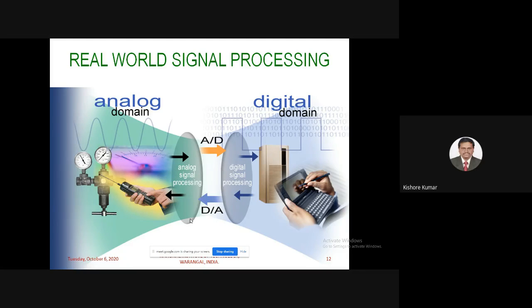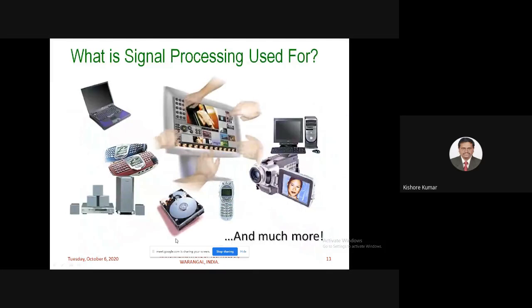I will get a digital domain. Then the end user is actually in terms of analog. So this particular signal will again be converted, from digital to analog. There are different types of ADC converters and DAC converters. With the help of those, I'll convert. So any real-world signal processing consisting of an analog domain and a digital domain, I'll process the signal from analog to digital. So these are the places where we can use signal processing.